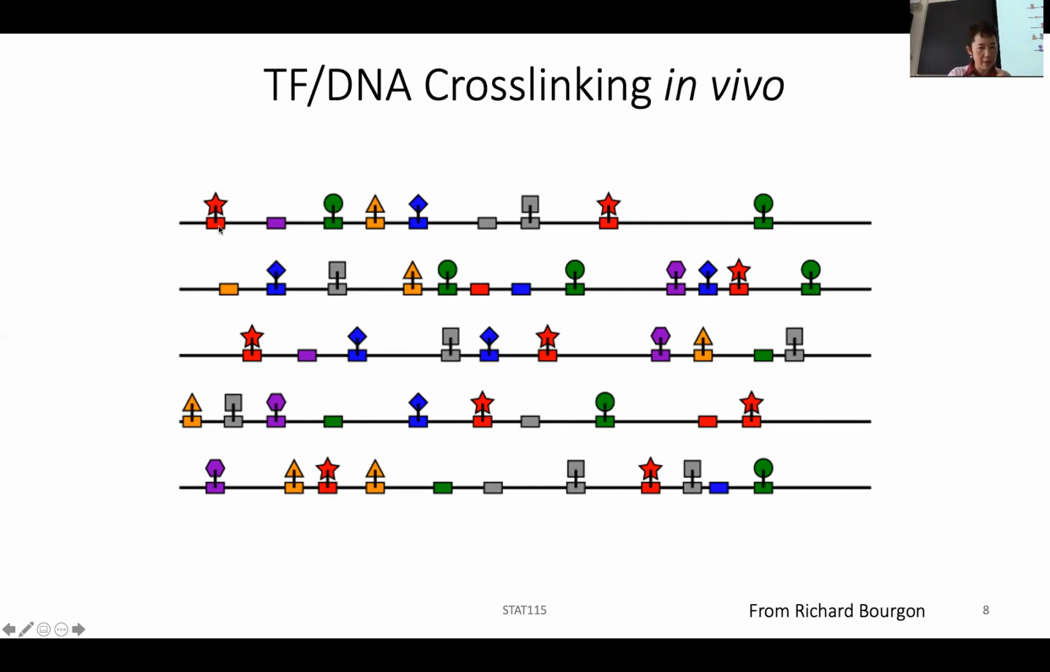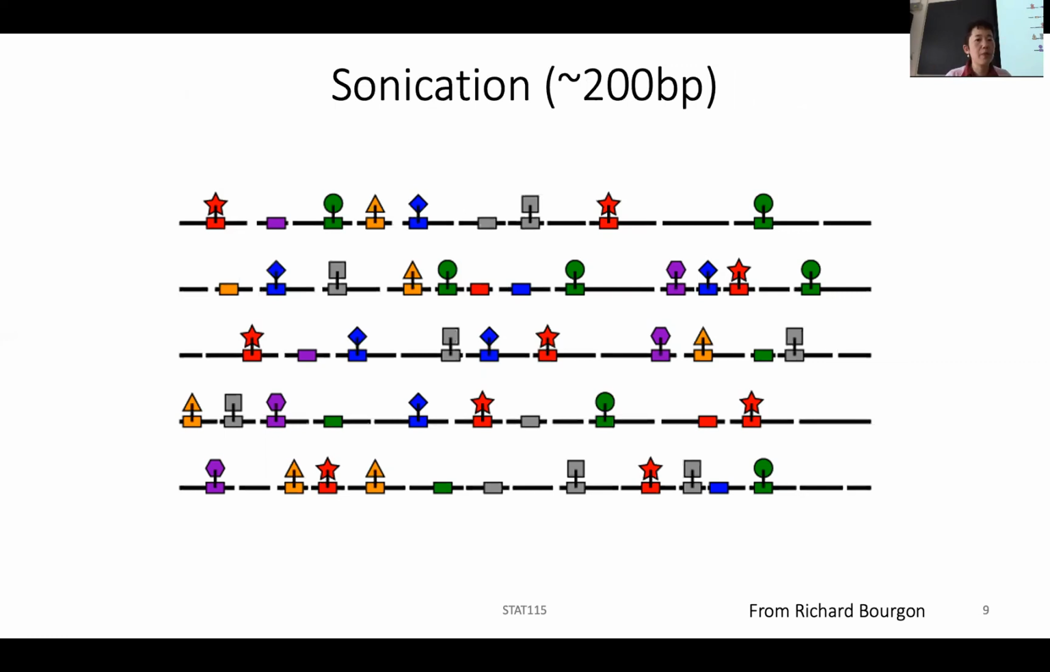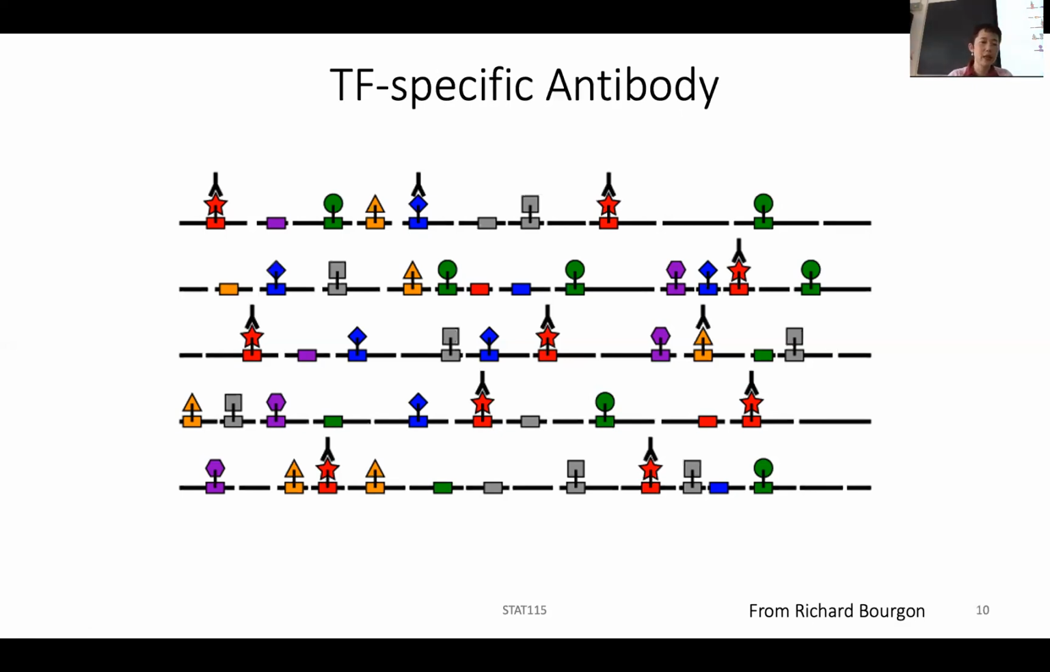So it's very stable. They are now stuck together. And then there are machines that can sonicate, use sonic waves to break the DNA into shorter pieces. Because we have done the cross-linking, the transcription factors are still attached to the DNA that they bind to. And then if we are interested in a particular transcription factor, you have an antibody.